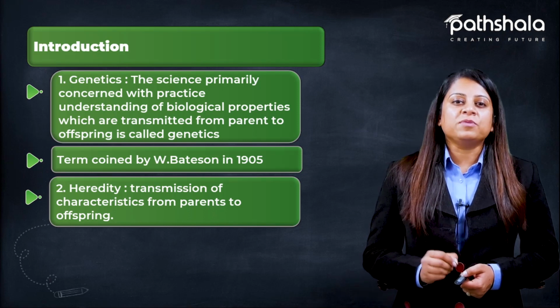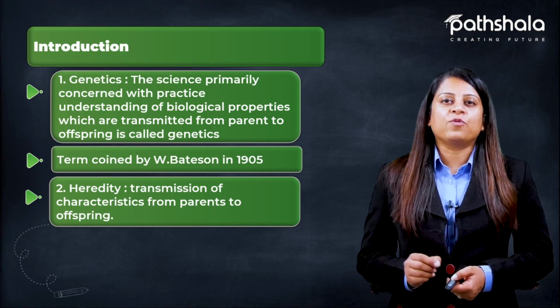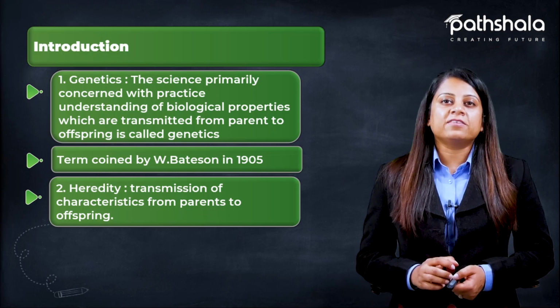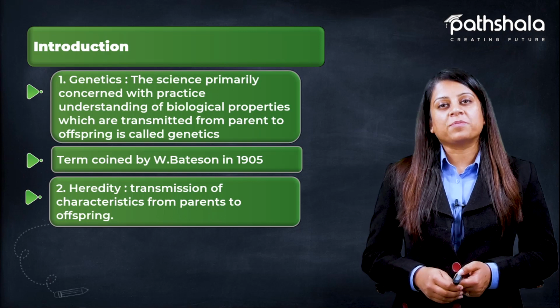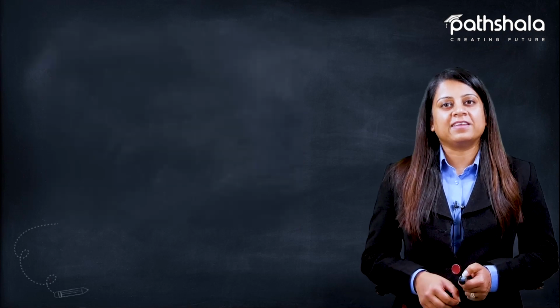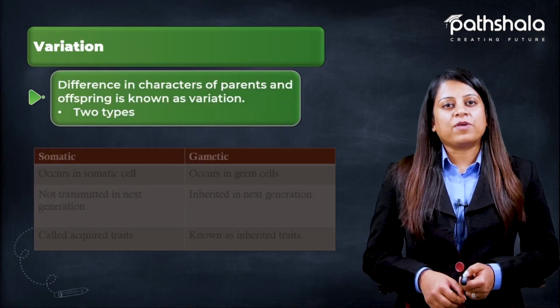Now let us study what is heredity. Heredity is transmission of characteristics from parents to offspring. ये जो characteristics transfer हो रहे हैं from parents to offsprings, इसको हम क्या बोलते हैं? This is termed as heredity. Next let us study about variation.